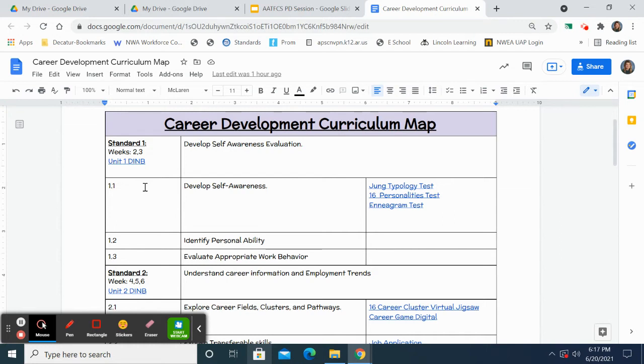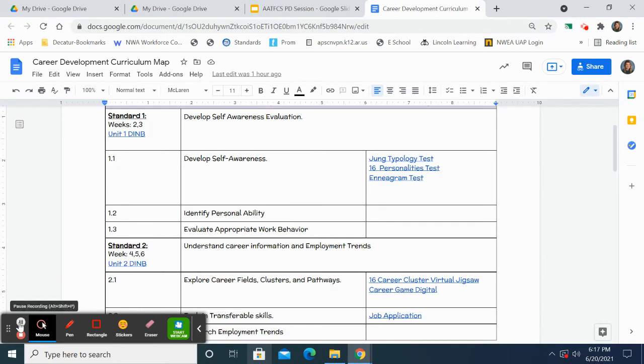I'm a big fan of Google and putting the links directly within my docs. If your school uses Google, I 10 out of 10 recommend that you do that. It helps you find stuff so much easier. And I think if you use Microsoft, you can do that as well. So if you don't do that already, you should.